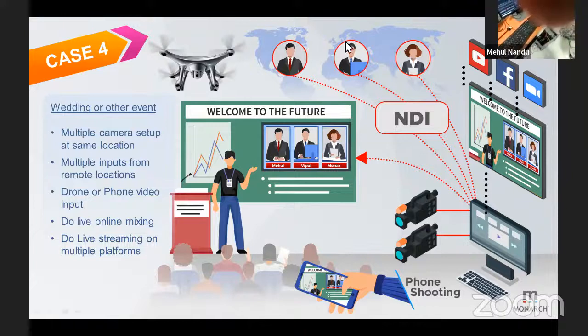What do you need for that? Now here, be careful. I have multiple systems from different locations. It means this guest should have either Zoom or Google Meet or anything on their mobile. They should be connected to the cloud. And I will get the NDI input in my system. How will I get it? Let's go to the system.